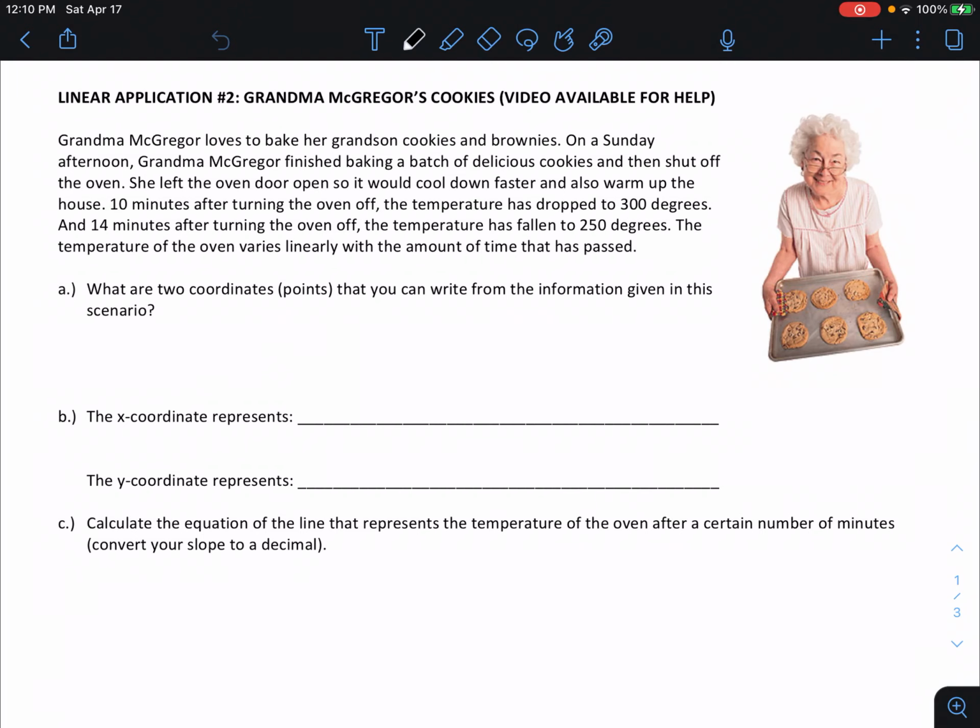All right, here we go. Linear application number 2. This one's about Grandma McGregor's cookies.